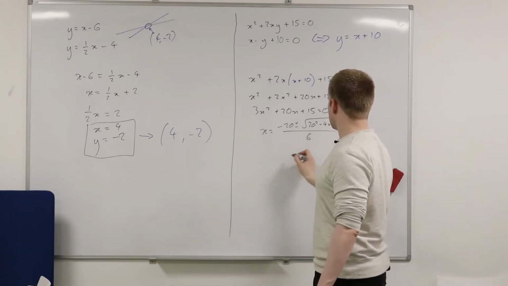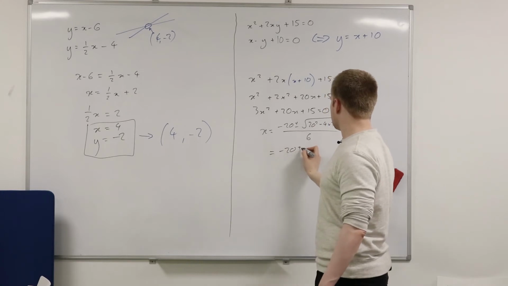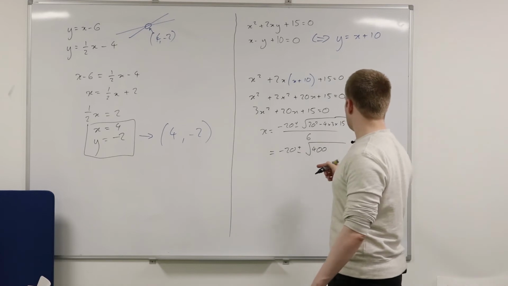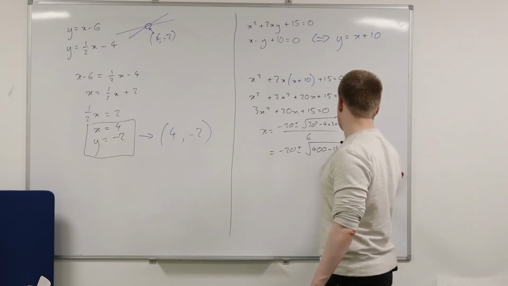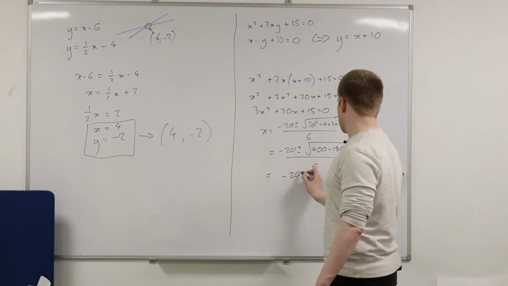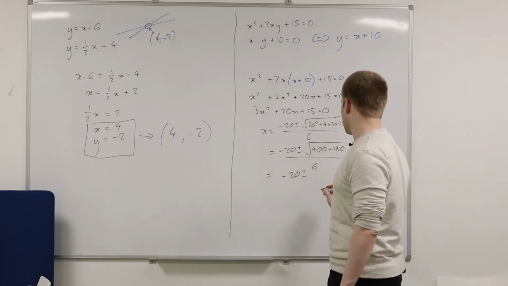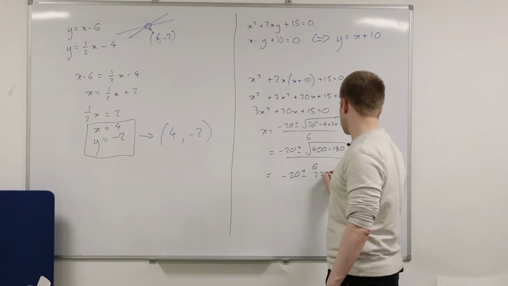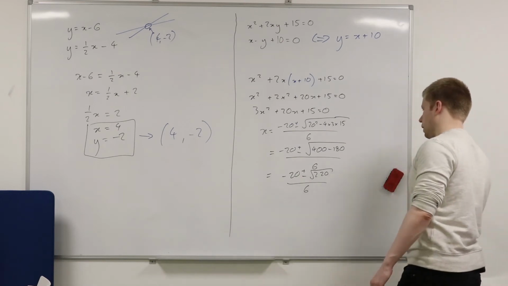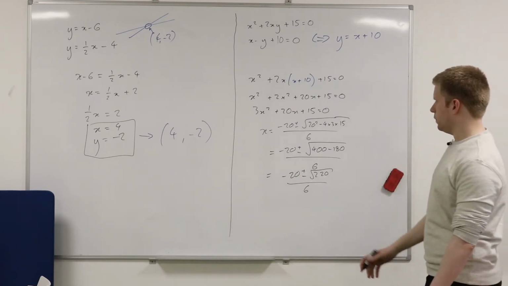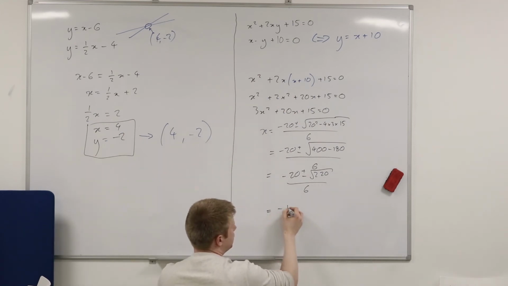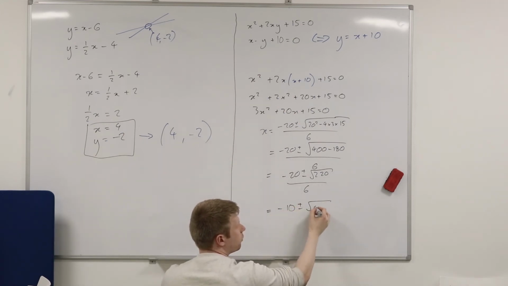All divided by 6, which comes out as negative 20, plus or minus the square root of 20 squared, which is 400, minus 180, over 6. So negative 20, plus or minus the square root of 400 take away 180, which is 220. Square root that up, divide that by 6. Plus or minus square root 55 over 3. Okay. So negative 10 plus or minus the square root of 55, all over 3.